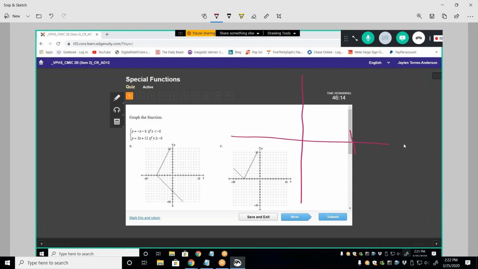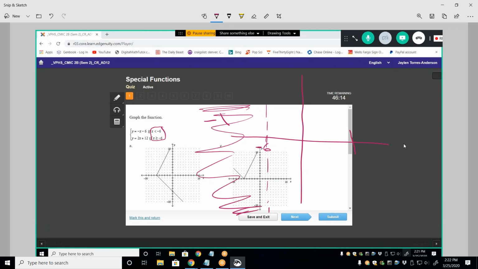Okay. When you're looking at a piecewise function, always focus on that first. That explains everything. The domain. That's what the domain is. Okay? That's the way to look at piecewise functions. So there's -6. I'm going to draw a dotted line here, and everything over here is going to be this function -x minus 6. You with me?